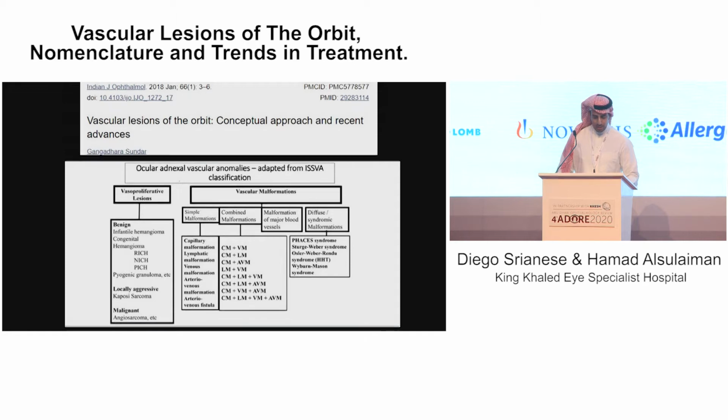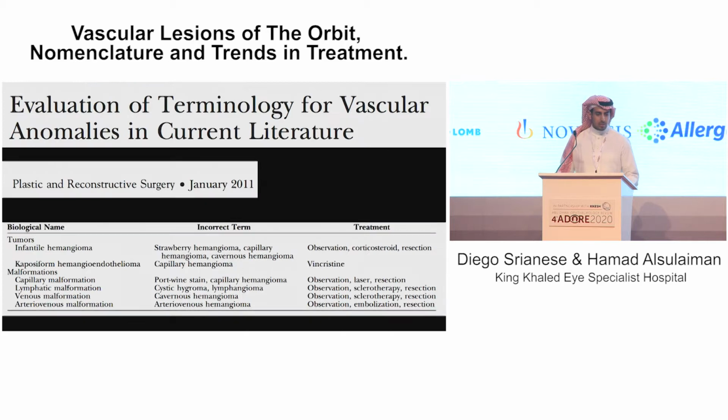Here's a table that was borrowed from Dr. Sundar's article, which simplified this classification. They divided the classification into two parts: vasoproliferative lesions and vascular malformations. The vasoproliferative lesions are further divided into benign, which includes infantile hemangioma, locally aggressive, and malignant. And the vascular malformations can be simple, capillary, lymphatic, venous, or arteriovenous, or can be combined, for example, lymphatic-venous malformation, and also can be associated with syndromes, as you all know.